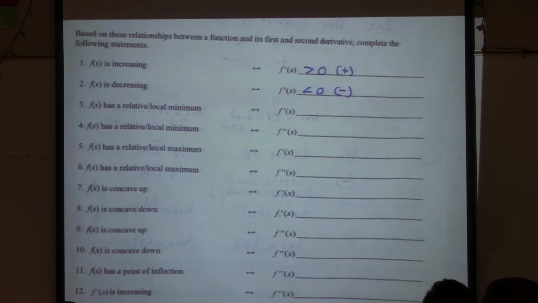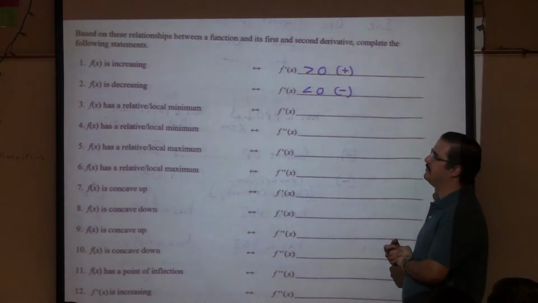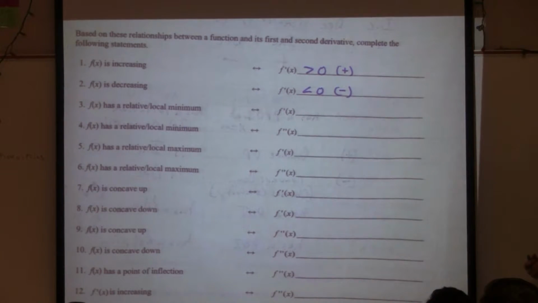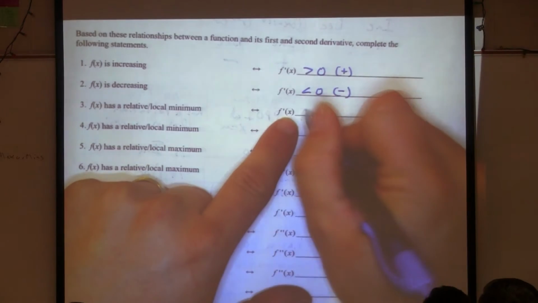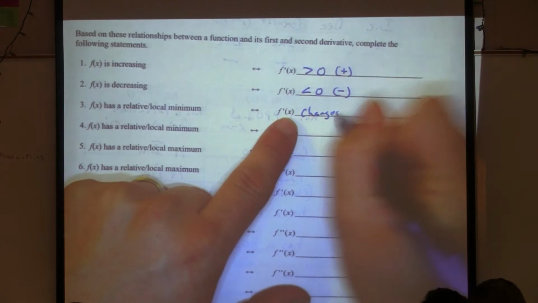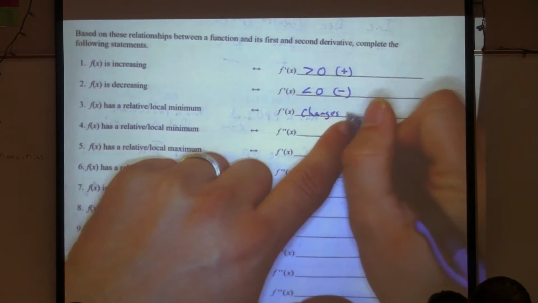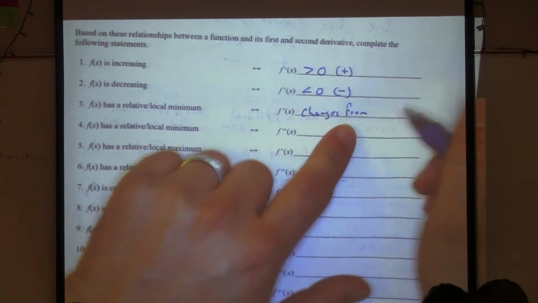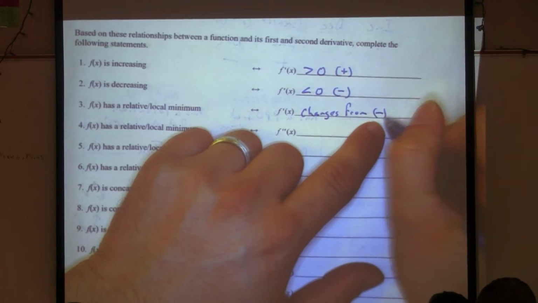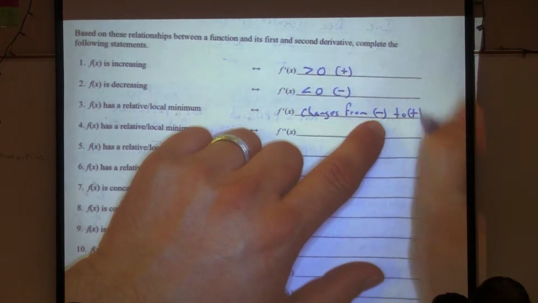If the original function has a relative or local min, what does that mean is happening with the first derivative? It's changed to positive. What does that mean? Changes from what? From negative to positive? Yeah. Very good.